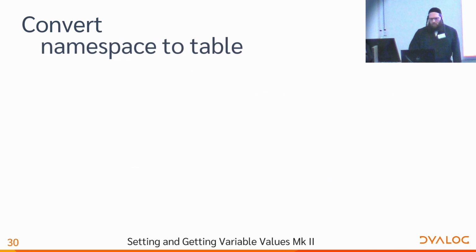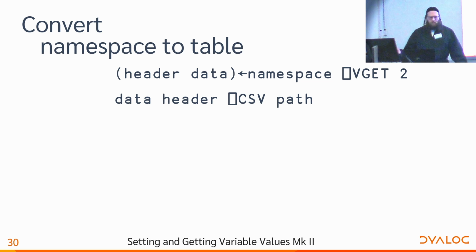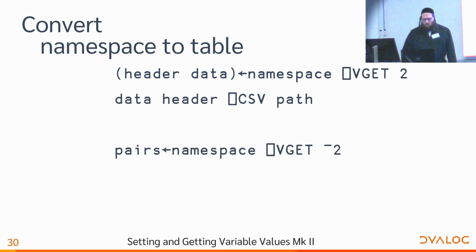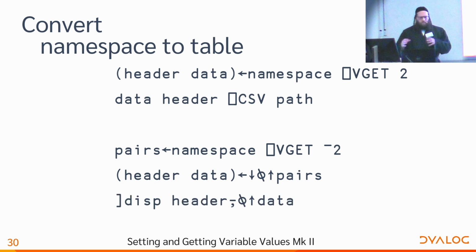We can also do the opposite thing. We start off with a namespace, and we want to export it as a table or view it as a table. So we can now ask for all the names and all the values, and then we can just write it out to a CSV file. That's easy. We can get name value pairs, and then we can transpose them around, so we get all the headers, all the data, and then we can use APL to piece together a nice displayable table. You can imagine what this would look like: headers at the top, columns going down below them.